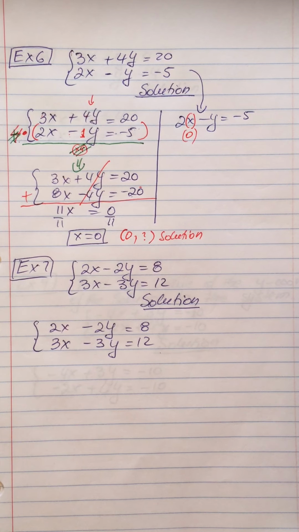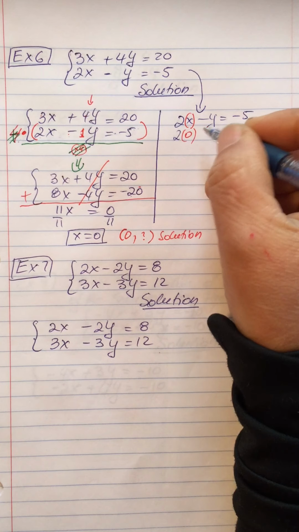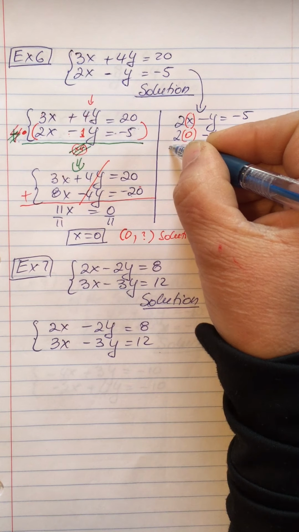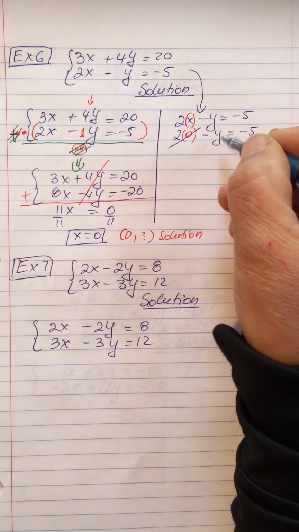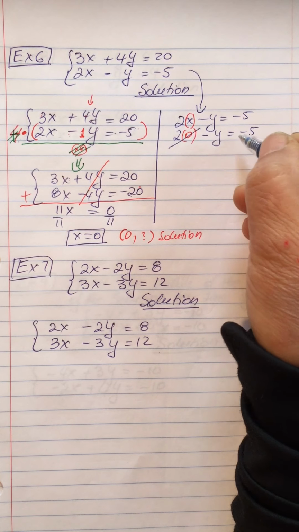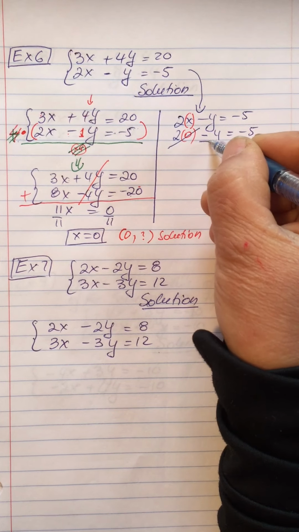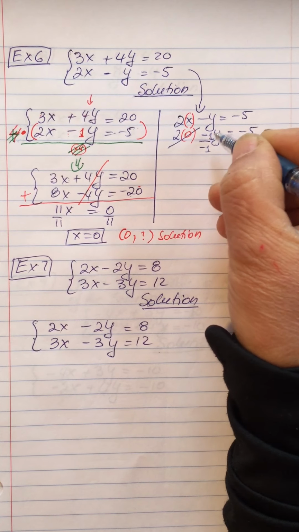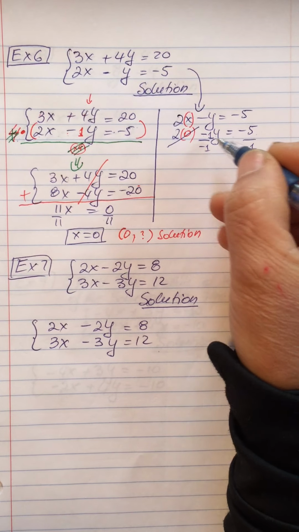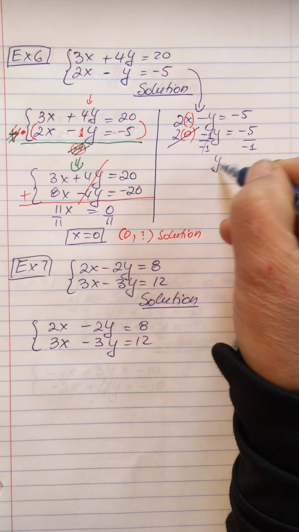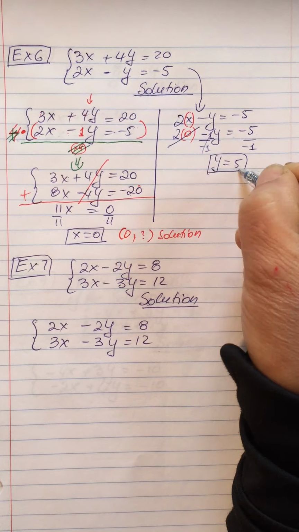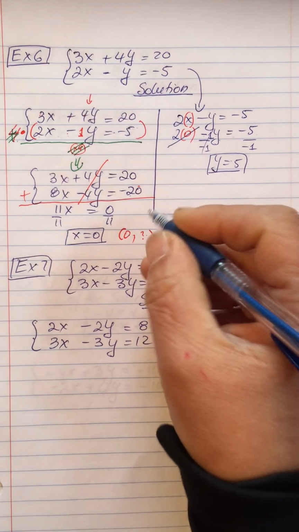And now I have 2 times 0 minus y equals -5. 2 times 0 is 0, so I am left with -y equal to -5, dividing by -1 both sides, because the coefficient of y is -1, so I have y is equal to +5, which is the second coordinate of my solution.